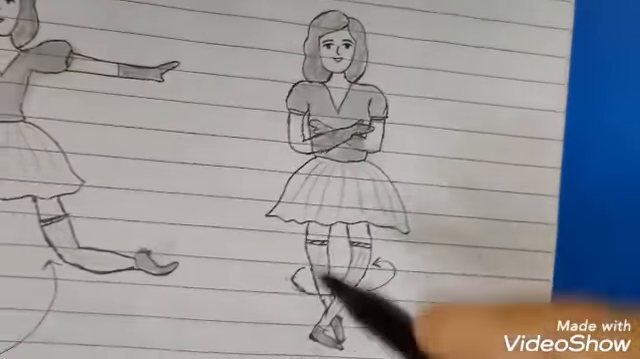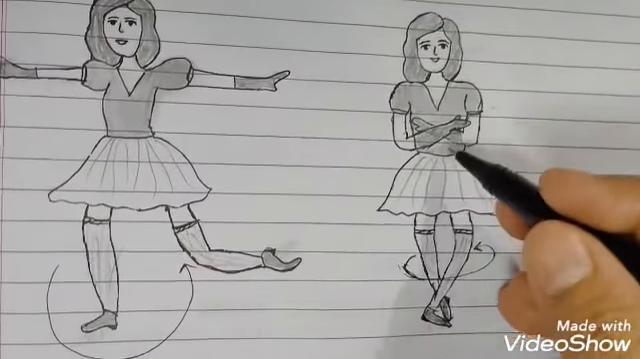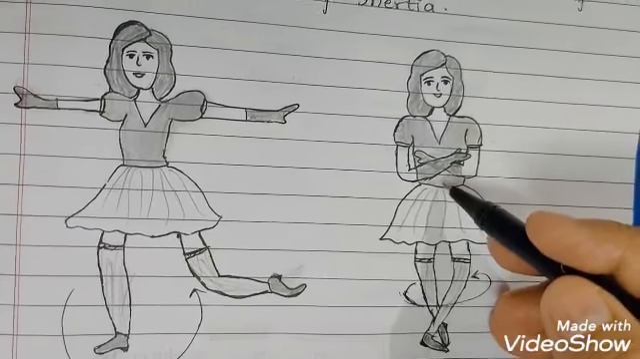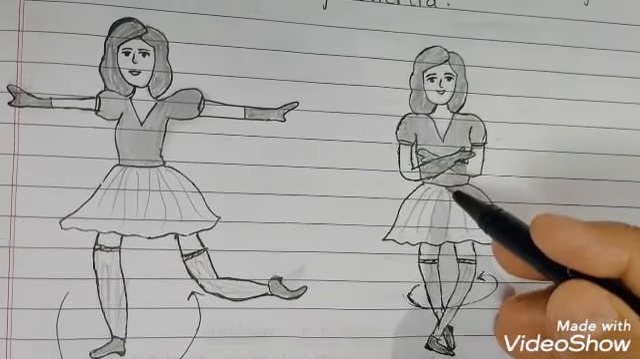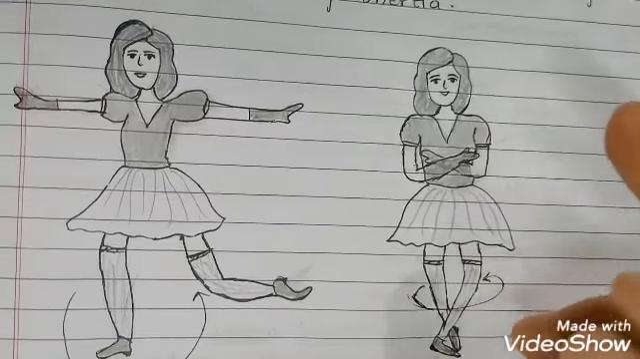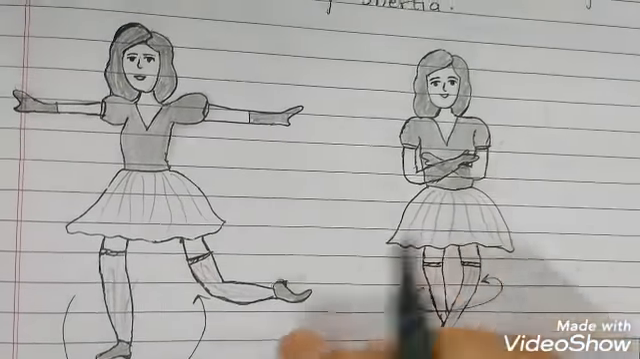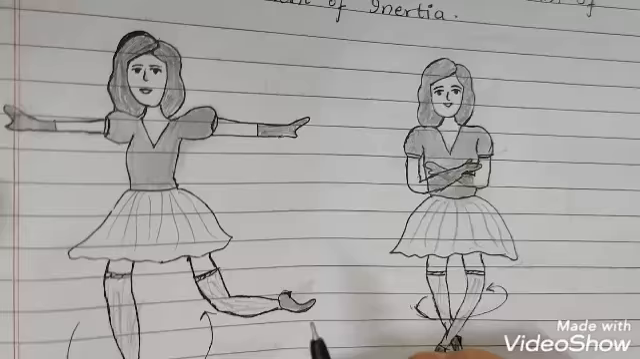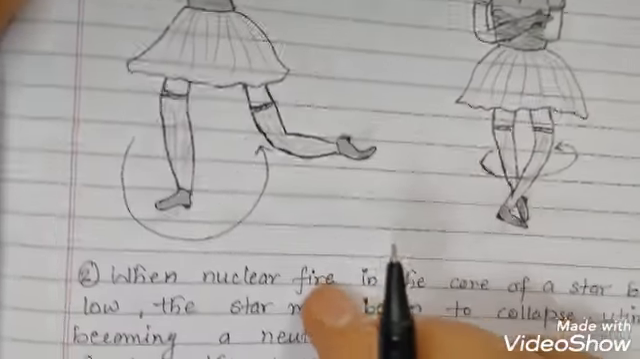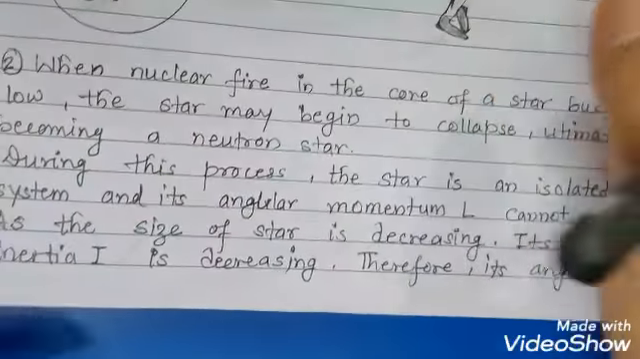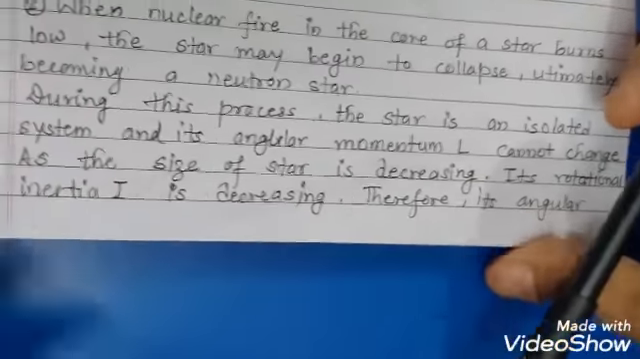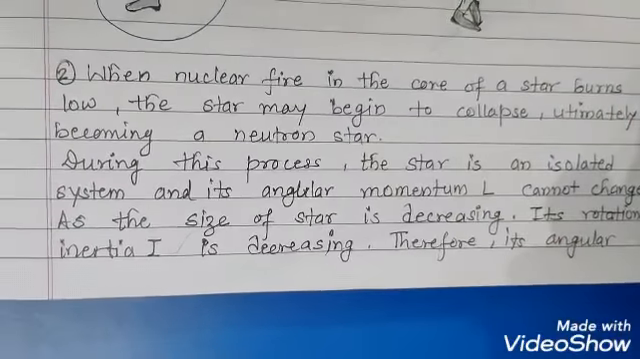So when she brings her leg close to the other leg and folds the arms, automatically the angular velocity will increase and she will rotate very fast. So this way a ballet dancer can vary her angular velocity. Okay, another example we will see here, that is of the neutron star.